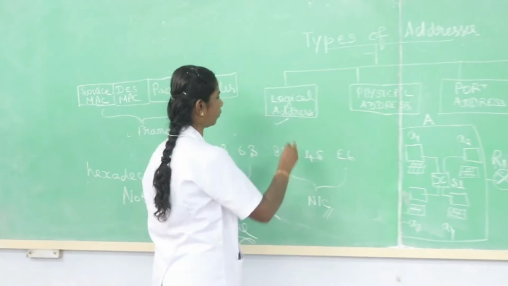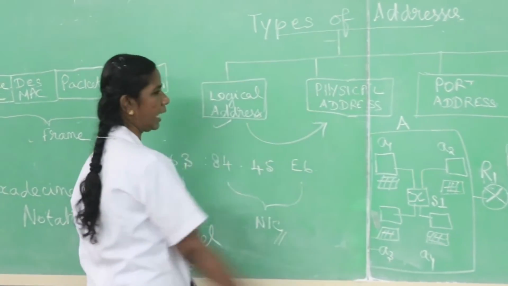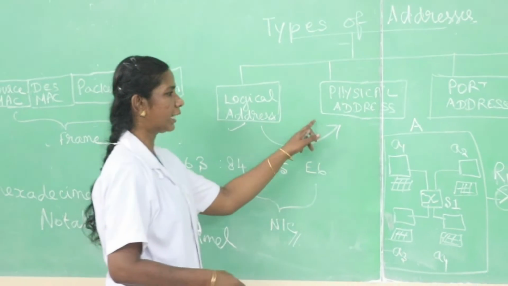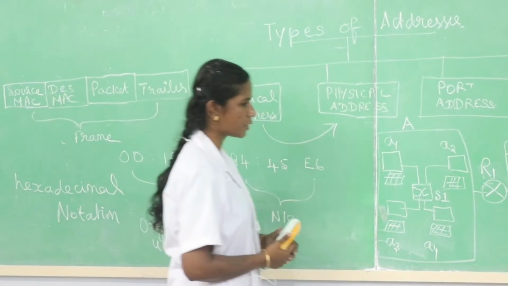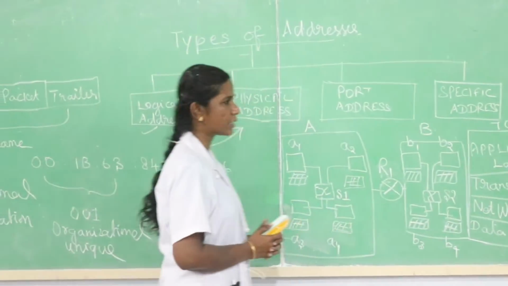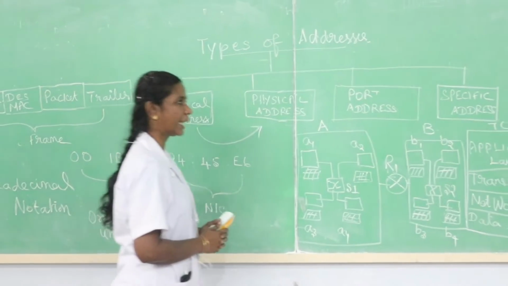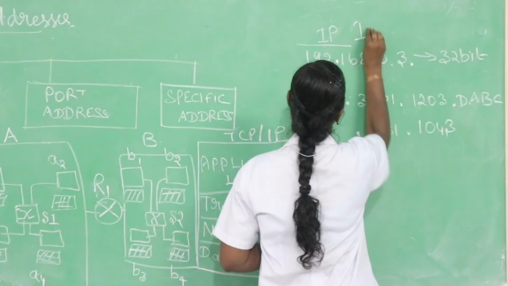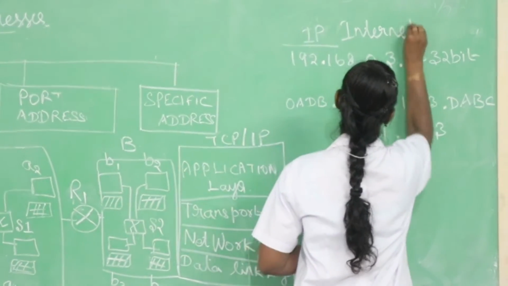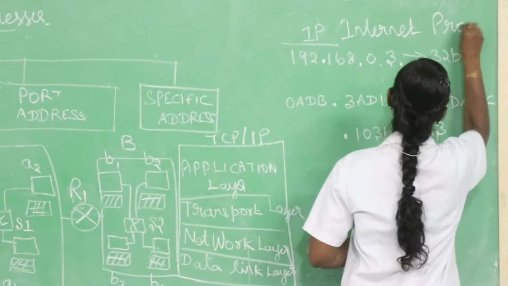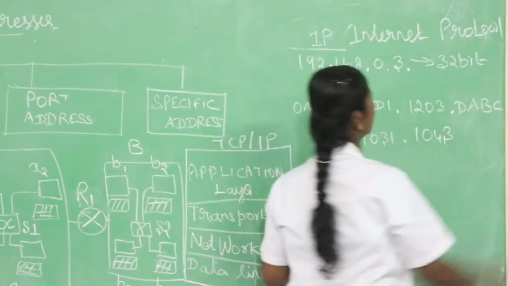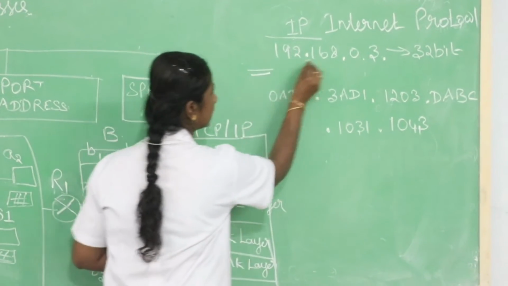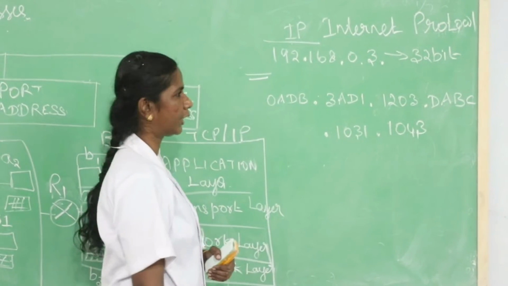Next we move over to the physical address, otherwise called the IP address, which is used at the network layer. What are the types of IP address? IP is abbreviated as Internet Protocol. It is of 32 bits, as I stated here, in dotted decimal notation.